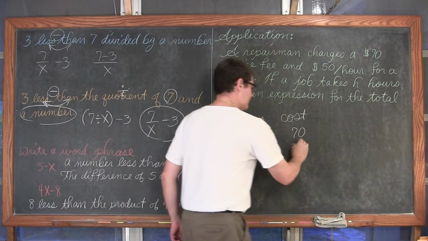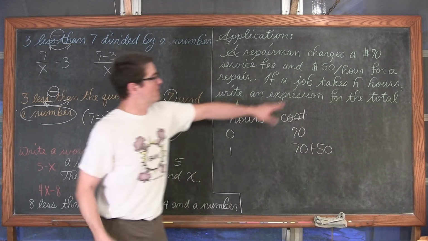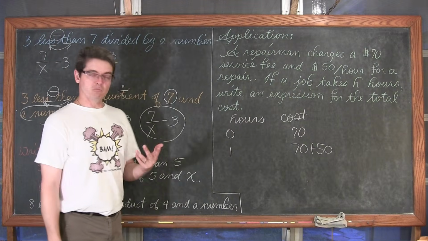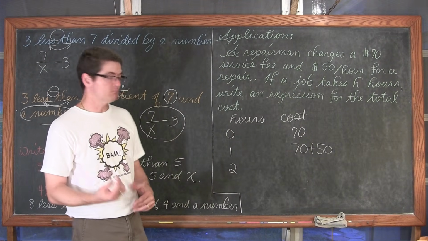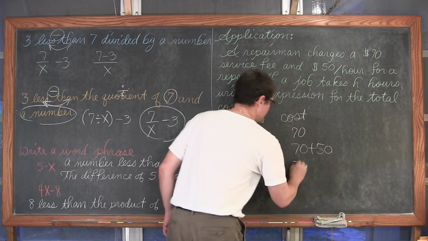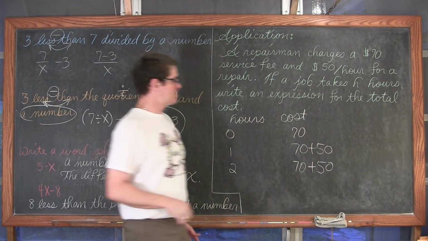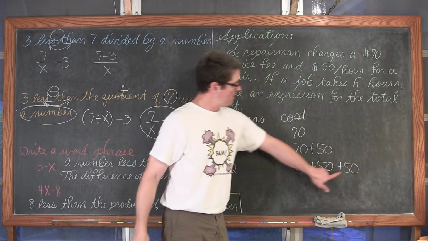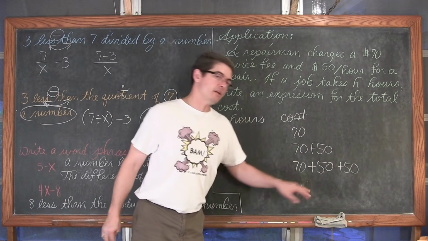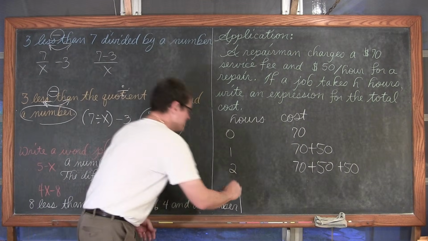Well, it was 70 to come out, and the 50 that they charged you for that 1 hour of work. What if it was 2 hours? Okay, well, if it was 2 hours, they charged you the 70 to come out. They charged you the 50 for the first hour. They charged you the 50 for the second hour, and you ended up paying $100 and $170. What if they came out and it took them 3 hours to do the job?